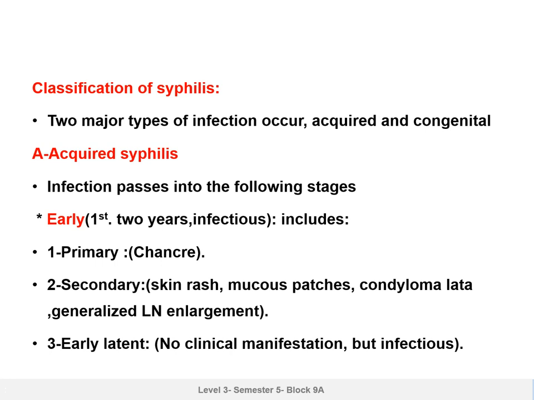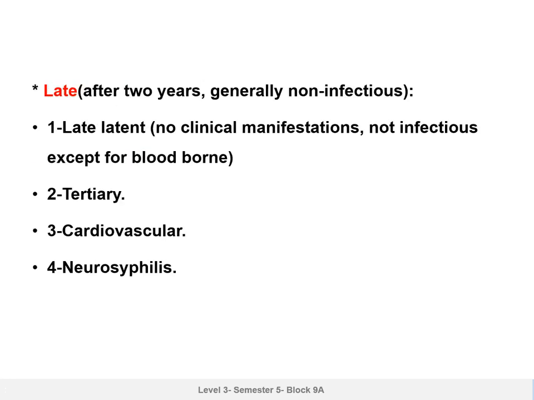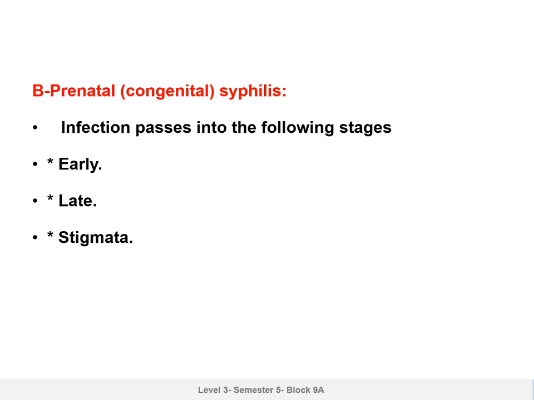There are two major types of infection, which are acquired syphilis and congenital syphilis. Acquired syphilis infection passes through the following stages. Early, the first 2 years, infectious, includes the primary type, which is the chancre; secondary, with skin rash, mucous patch, condyloma lata, and generalized lymph node enlargement; and early latent, with no clinical manifestation but infectious. The late type, after 2 years, is generally non-infectious and includes late latent, with no clinical manifestation and not infectious except by blood, and tertiary, cardiovascular and neurosyphilis. Prenatal or congenital syphilis passes through the following stages: early, late and stigmata. So again, it is very important to know the classification of syphilis.